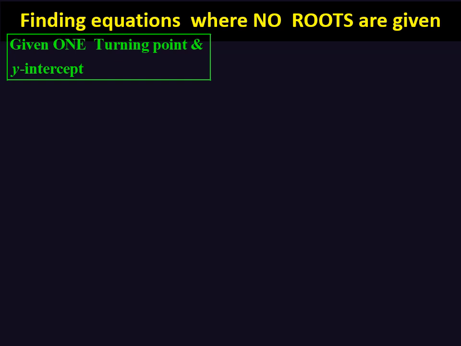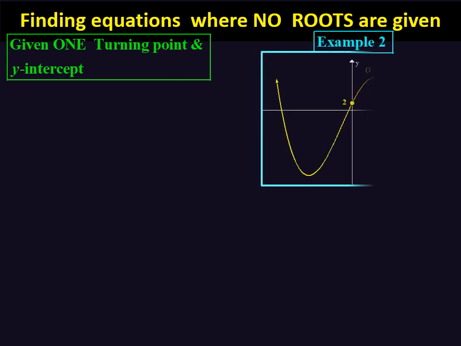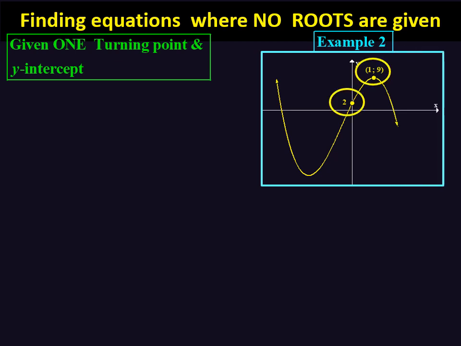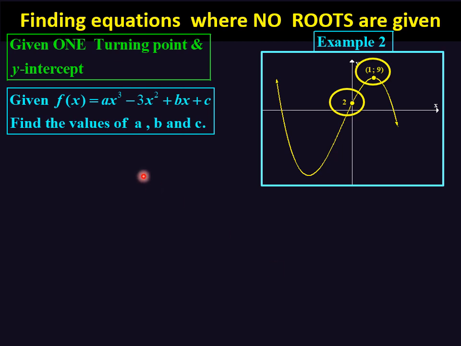Example. This one is slightly different. We don't have 2 turning points but 1 turning point. How do we find the cubic equation if we only have 1 turning point? Let's see what we have there. There we have the form of the equation. How many missing values are there? a, b, and c. So that means I need 3 points.